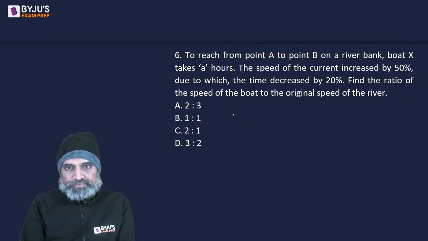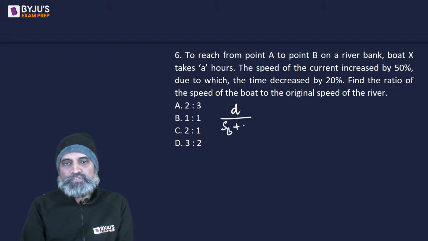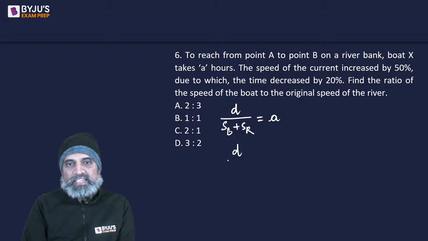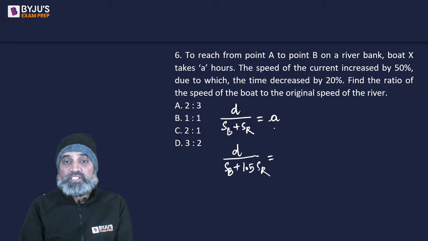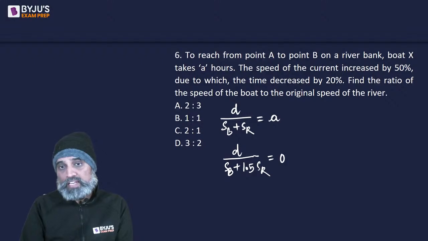Fine. Suppose this is the distance that the boat had to cover, and speed of boat is SB, and speed of current or speed of river is SR, and it takes A hours. Now, as per the increase, distance did not change, speed of boat did not change, but speed of the current increased by 50%, so it becomes 1.5 times SR. And time decreased by 20%. So instead of time A, we will have 0.8A.